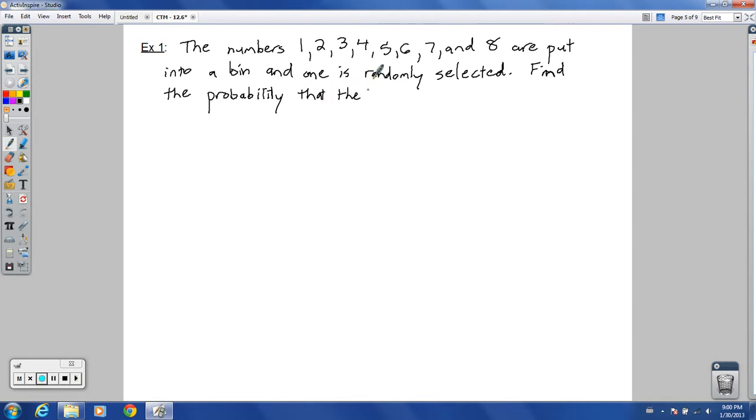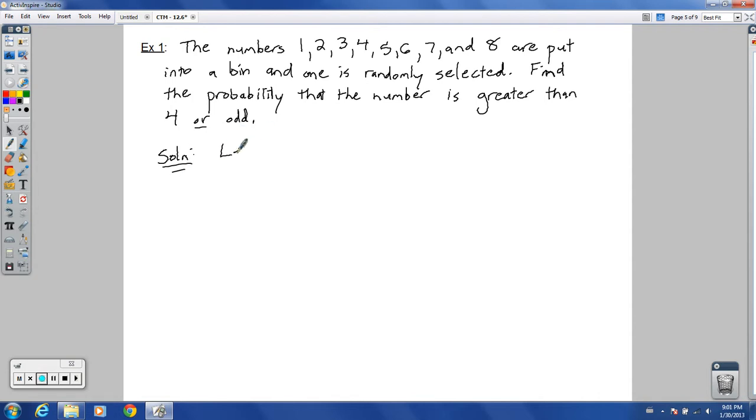that the number is greater than 4 or odd. So either it's greater than 4 or odd. Both could be true, but at least one of them has to be true. And so how can we solve this? What's my solution for this? So I'll put SOLN for solution.